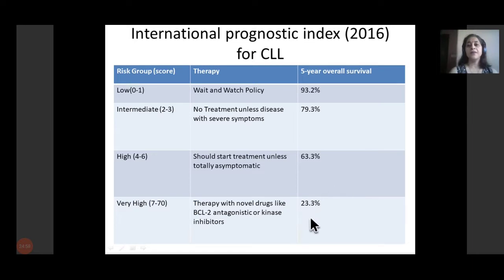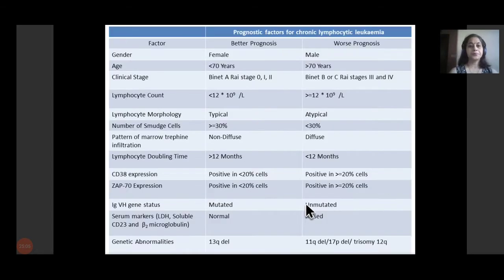And here the 5-year survival is very low, as expected, 23.2%. So based on these factors, we do the prognostication for CLL. First and foremost is the gender. The females do better than the males. Age is important. If the age is more than the 7th decade, it is a poor prognosis.